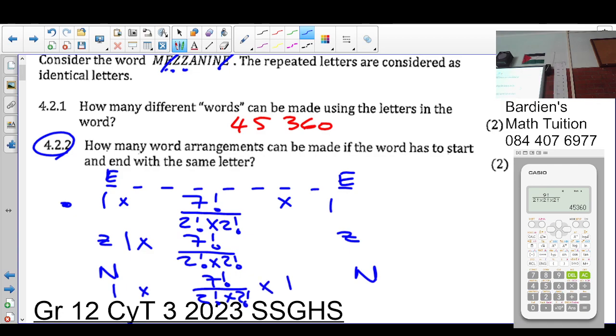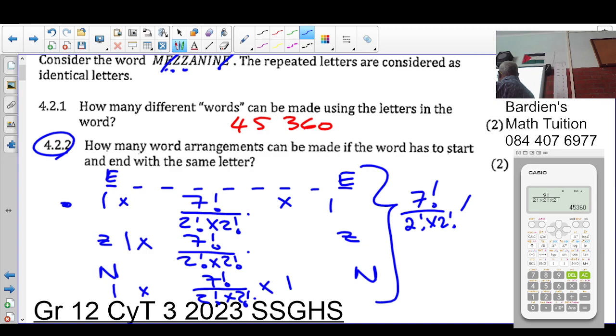So what do I notice here? These 3 are the same calculation. Which means to say that this could be written as 7 factorial over 2 factorial times 2 factorial times 3. So it's going to be 7 factorial over 2 times 2, which is 2 factorial times 2 factorial, times 3. Which is 3780.